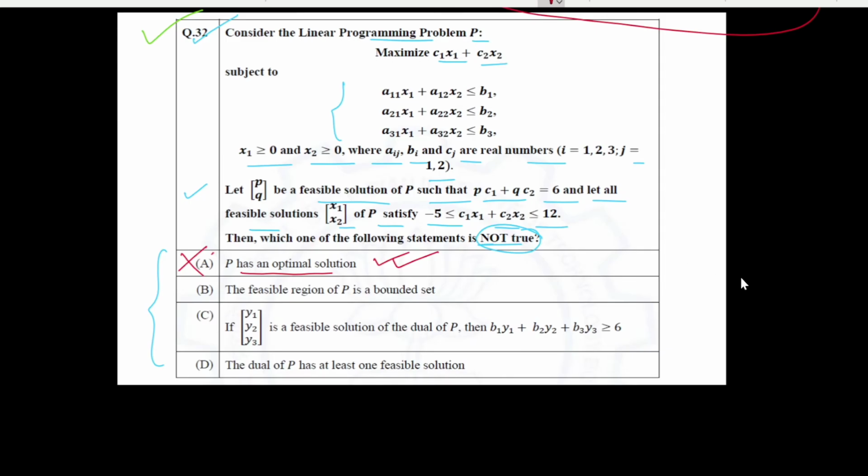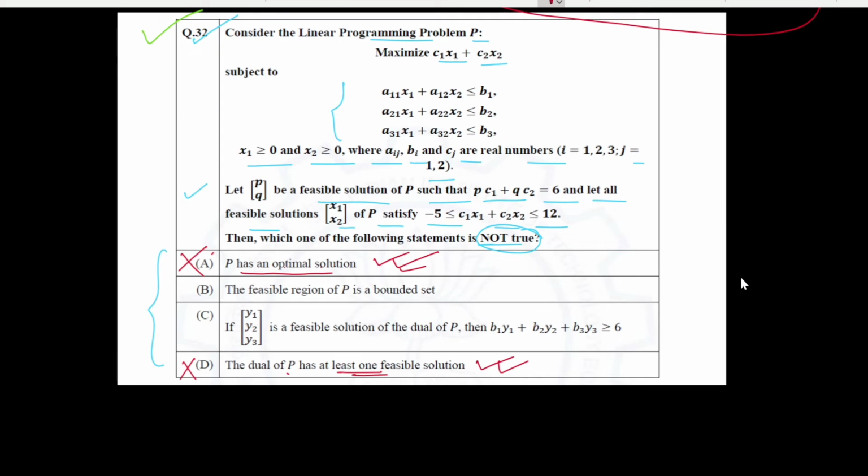Therefore, in this problem, the primal problem has a solution, so the dual of P has at least one feasible solution. This is also a correct option. Therefore, A implies D. Here P has an optimal solution, therefore the dual of P also has an optimal solution. Therefore, at least one solution is given. So this is a correct option. So this statement is not the not-true one, it is a true statement.